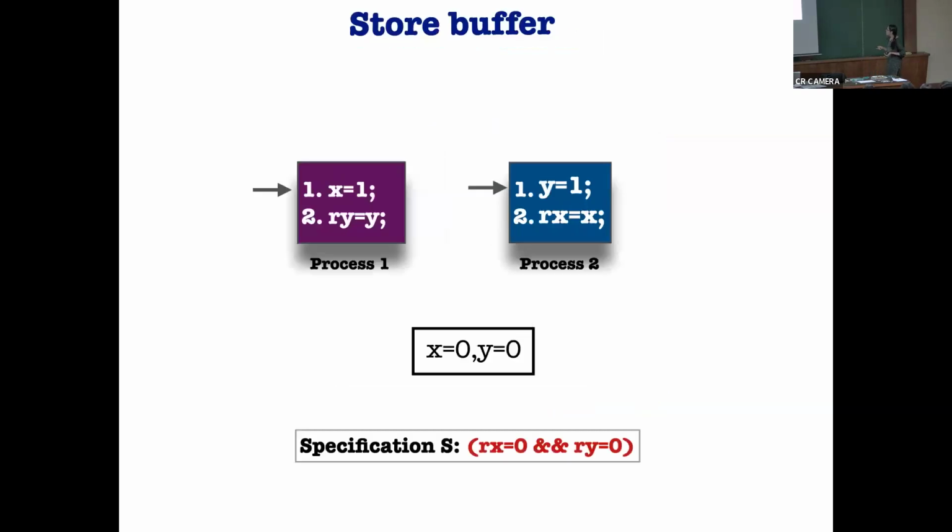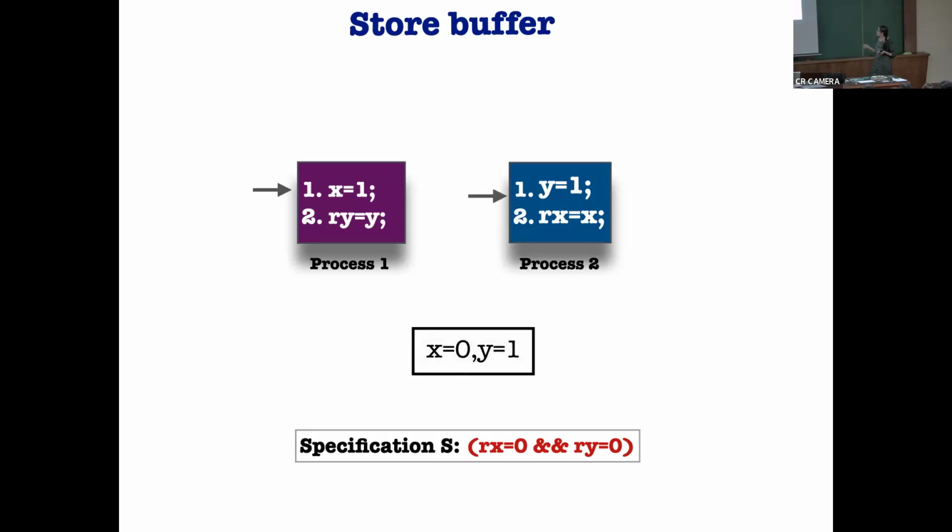So now I move on to my second example, which is called a store buffer. Once again, two threads, two shared variables. I also have two local variables here, that is Rx and Ry respectively. To begin, they're both 0. And I'm asking, can I attain Rx and Ry to be both 0?